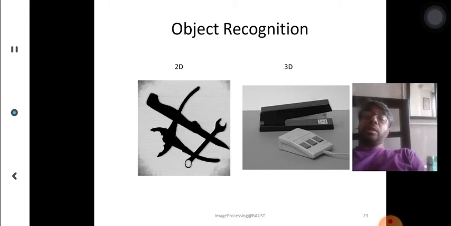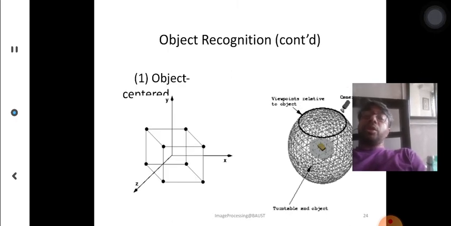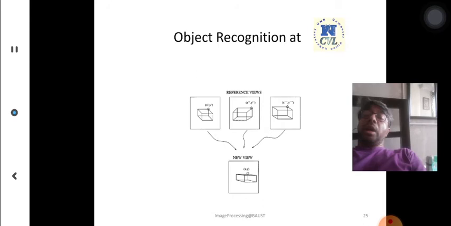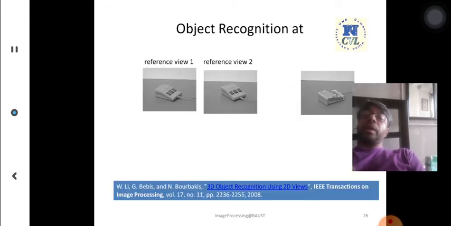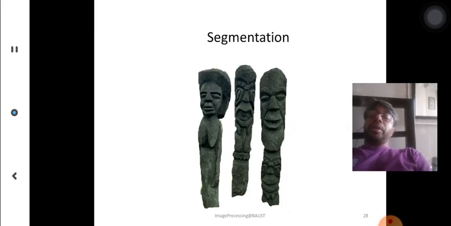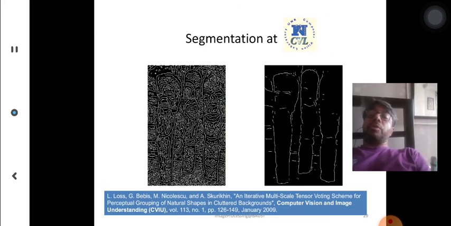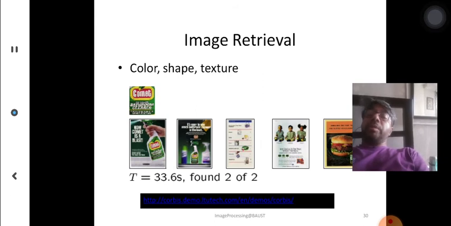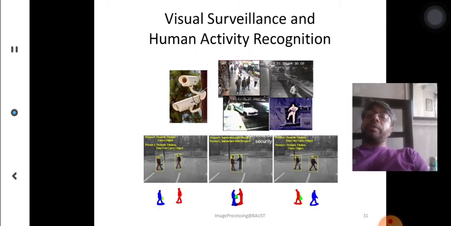Object recognition works at different levels. Object recognition truly is one of the very important aspects in image processing. These are different examples of object recognition. You can identify different objects. Image segmentation also is a very important example. How do you segment images? And image retrieval: you retrieve images based on color, shape, texture, and different types of images.